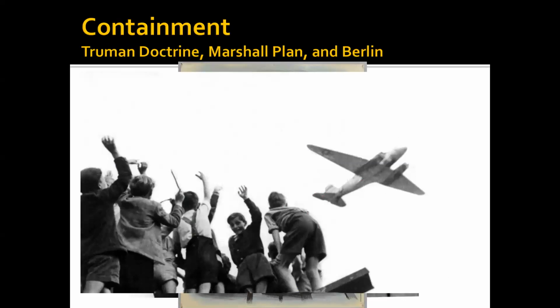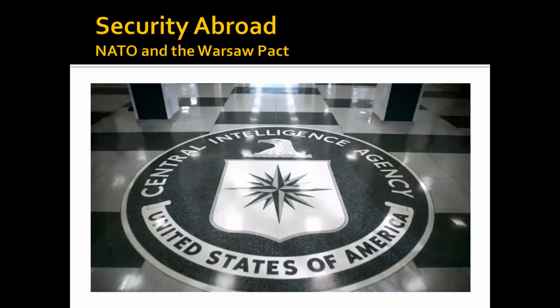This crisis would lead to the creation of two Germanys. The first is the Federal Republic of Germany, also known as Western Germany, and the German Democratic Republic, Eastern Germany.